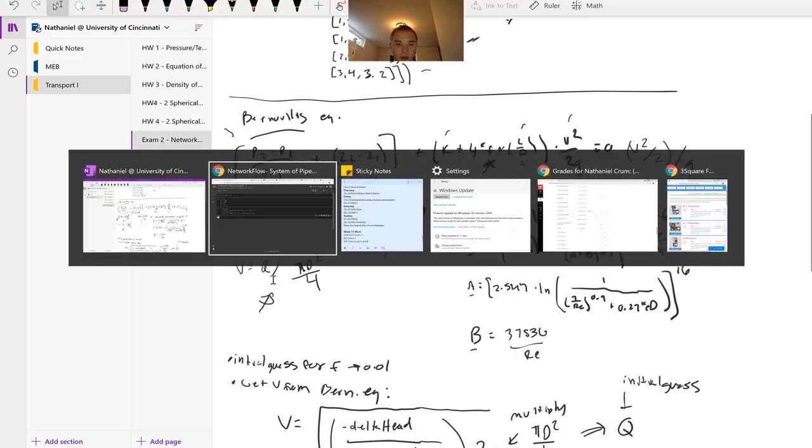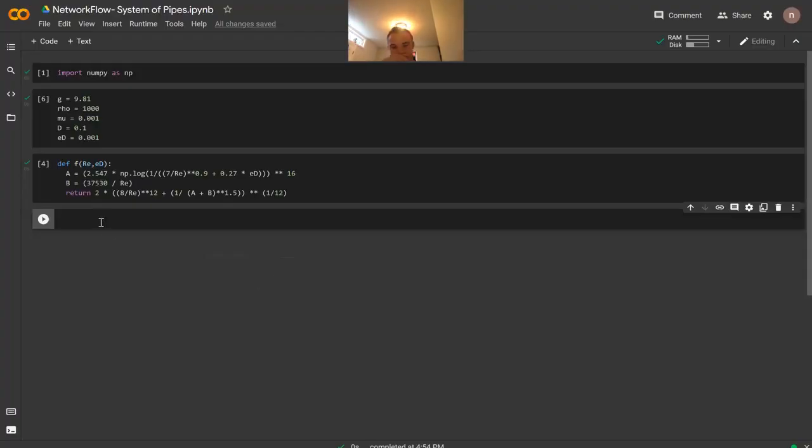So we need to go back to Colaboratory, and we can create a function for this delta head. We'll just call this d head, and it's going to take in our flow. It's going to take in our length of our pipes. It's going to take in our fittings value. Okay, and then it's going to take in our diameter, and it's going to take in our relative roughness.